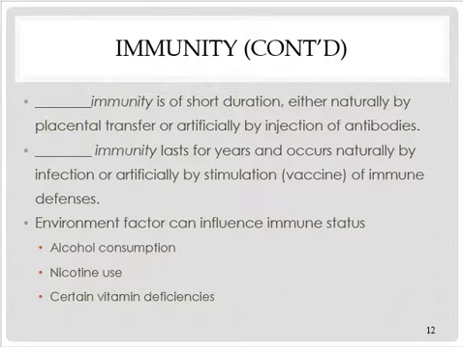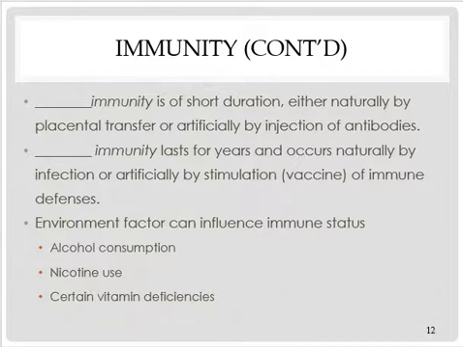When speaking of immunity, it's broken down into two main categories: passive immunity or active immunity. It's broken down even further, but for this lecture we're just going to do the major two. So passive immunity is of short duration. It's either naturally by placental transfer, so from mom to baby, or artificially by injection of antibodies. If you've ever had a patient who is immune compromised, we may give them IgG, IgA, which are immunoglobulins that we put in via IV.